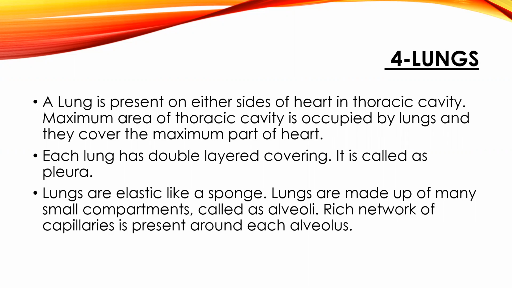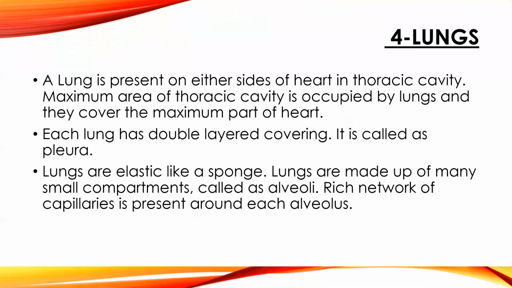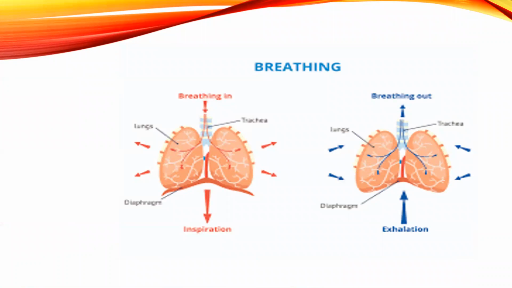Lungs. A lung is present on either sides of heart in thoracic cavity. Maximum area of thoracic cavity is occupied by lungs and they cover the maximum part of heart. Each lung has double layered covering. It is called as pleura. Lungs are elastic like a sponge. Lungs are made up of many small compartments called as alveoli. Rich network of capillaries is present around each alveolus. See, this is the image of lungs, which shows inspiration, that is breathing in, and exhalation, that is breathing out.